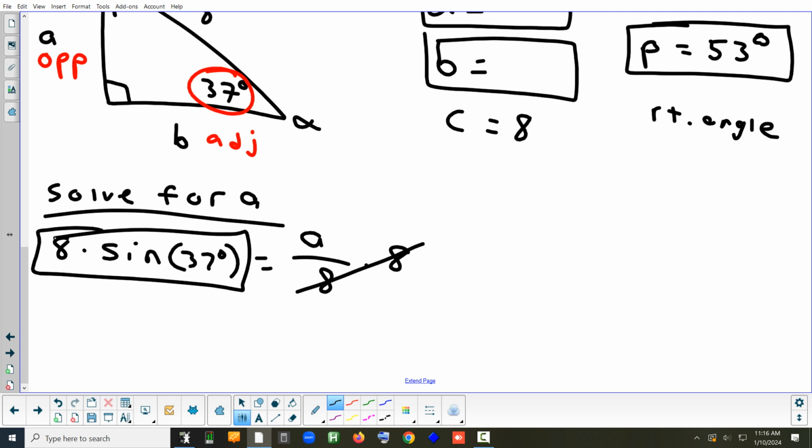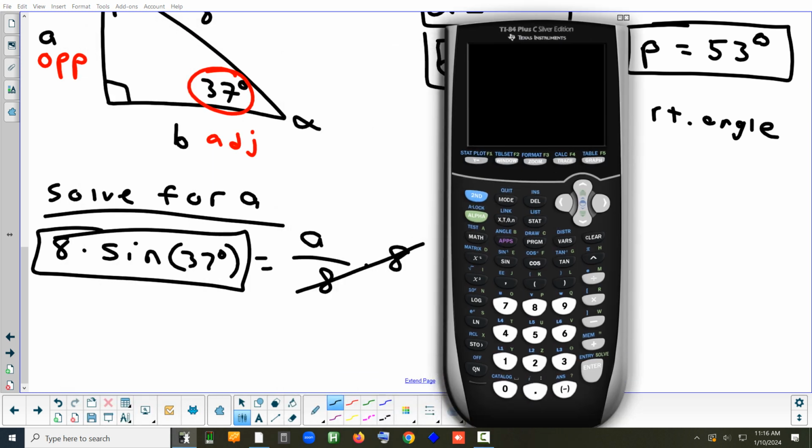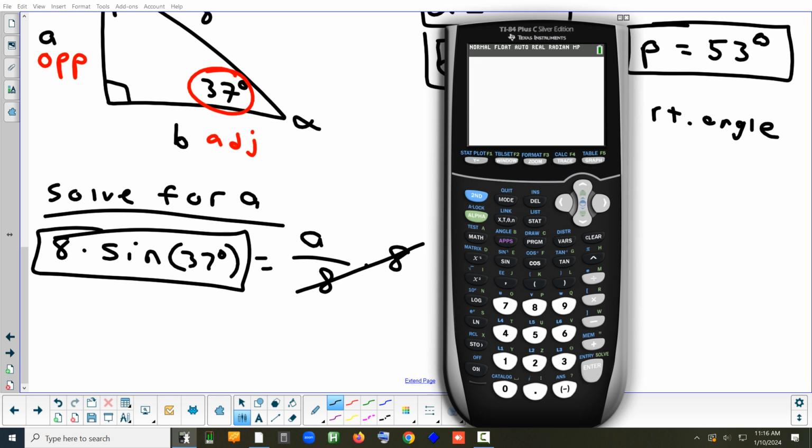8 sine, and it's the sine of what? 37 degrees. So make sure on your calculator you need to be in degrees. So mode, let's see, degrees. If it doesn't say degrees at the top, you're not in degrees, so make sure it says degrees. 8 sine 37. Okay, so A is, we're going to go 3 decimals, 4.815.